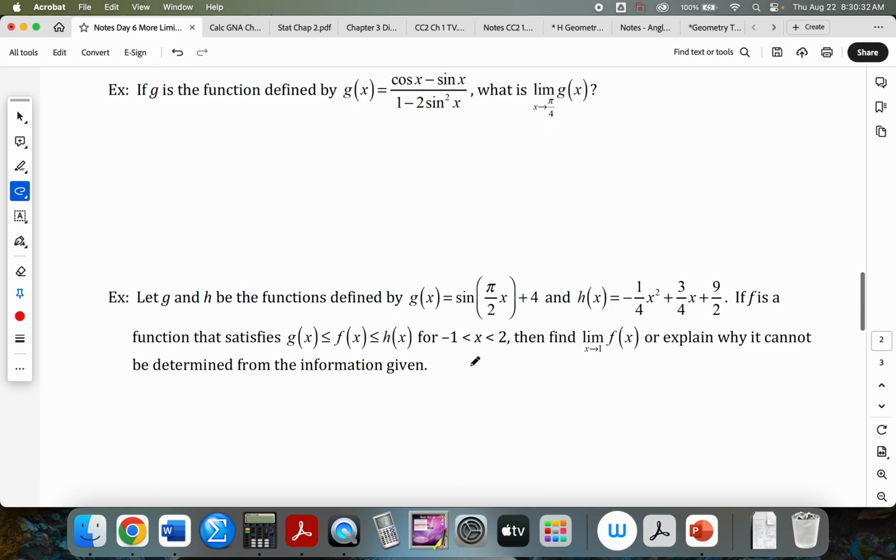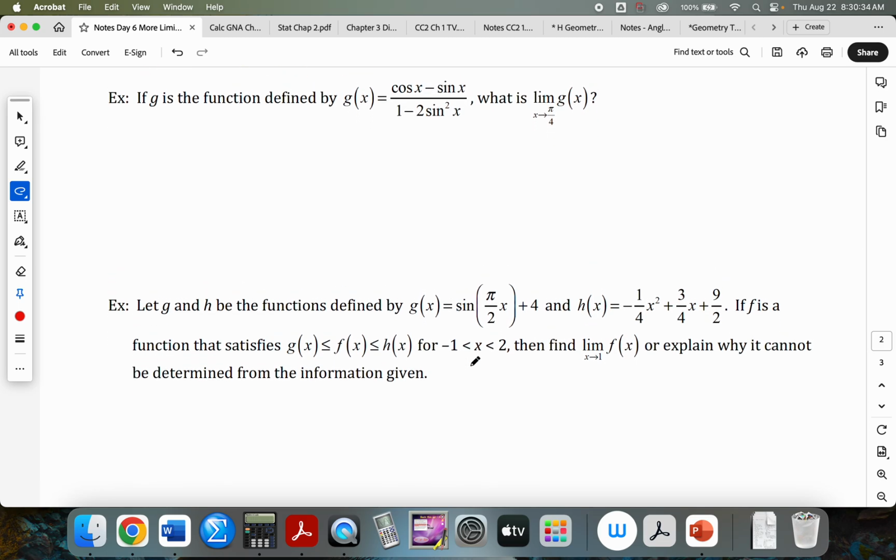All right, let's take a look at this example. If g is the function defined by g of x equals cosine x minus sine of x over 1 minus 2 sine squared of x, what is the limit as x approaches pi over 4 of g of x? You're like, well, this doesn't look like fun. But let's do direct substitution first and see what happens.